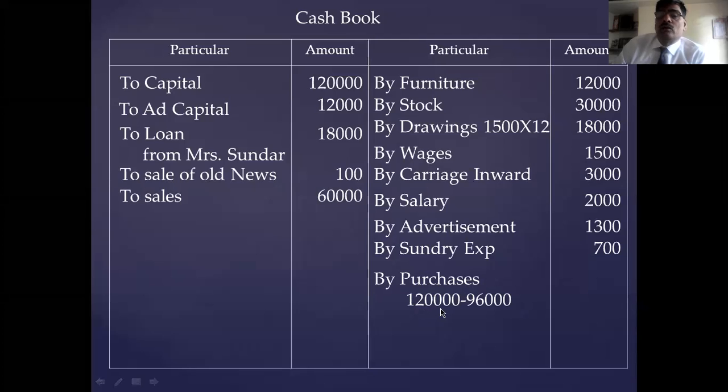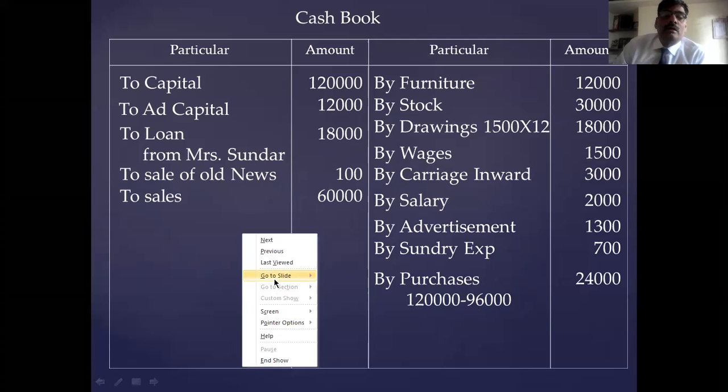Cash purchase you have to calculate. 1,20,000 is the total purchase. Out of this, 96,000 is the credit. You deduct this, remaining 24,000 is cash purchase. Remember this, cash purchase. Then closing stock is there. Prepare the account. These are the cash items given in the problem.